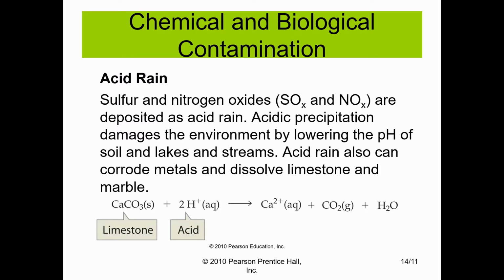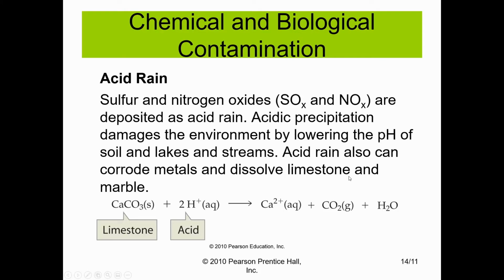We discussed in detail the chemical contamination in acid rain in chapter 13. Sulfur and nitrogen oxides are deposited into the rain through a variety of different sources. This acid rain precipitation can damage the environment by lowering the pH over time of the soil, lakes, and streams. The acid rain also poses health hazards and can corrode metals and dissolve limestone and marble.